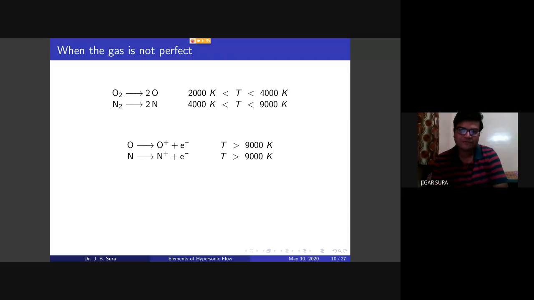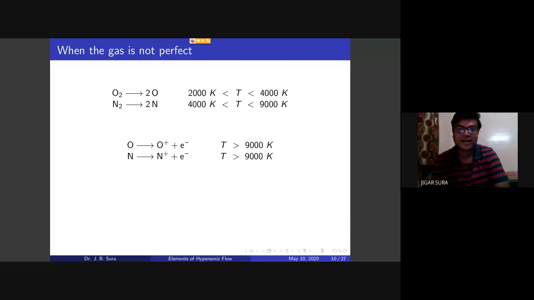So now already your 20% of air is gone in terms of property, we can say. After you cross 4000 Kelvin, your N2 will become 2N till 9000 Kelvin. So once you reach 9000 Kelvin temperature, you don't have oxygen molecules or nitrogen molecules. What you will have is only oxygen atoms, nitrogen atoms. So our air is gone.